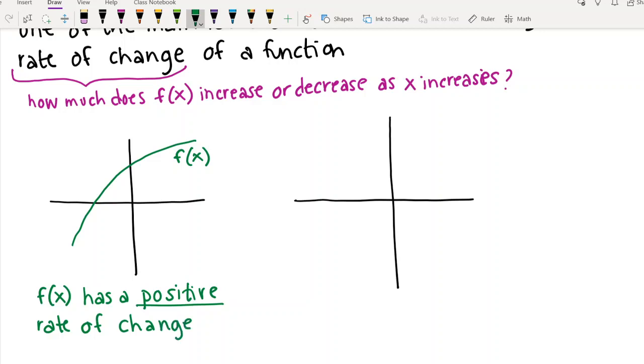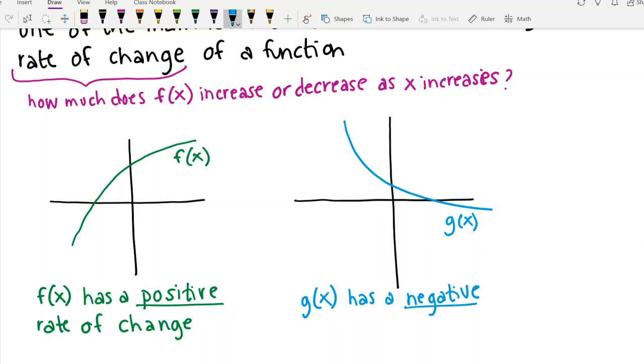Something you might remember from pre-calculus is that functions with positive rates of change are called increasing functions. That's a word that's actually going to come up a lot in our class. Similarly, you can have a function that is going down from left to right. Let's say this one is called g of x. This function, we would say, has a negative rate of change, because as you move from left to right, it's going down. The outputs are decreasing as x increases.